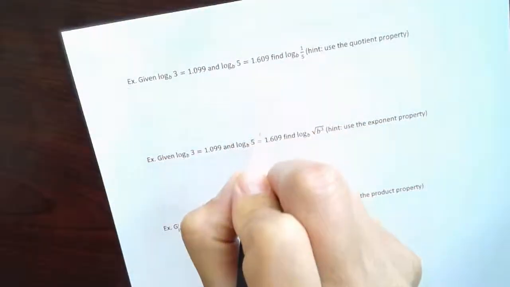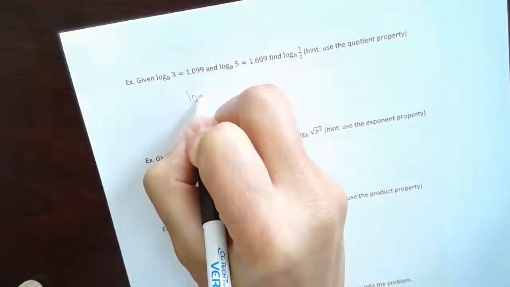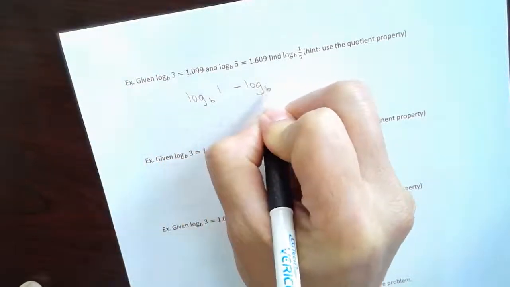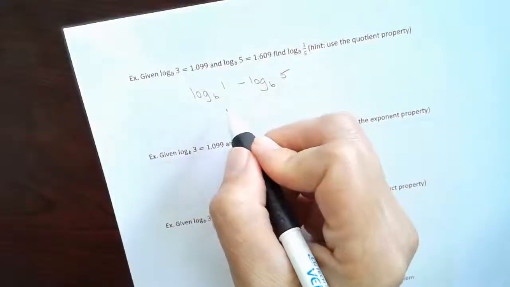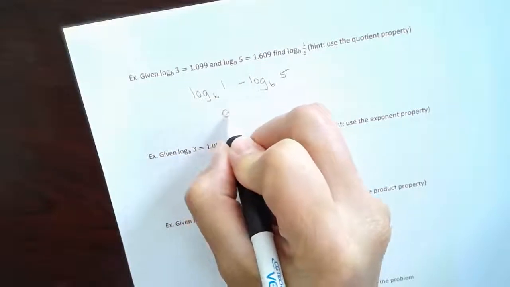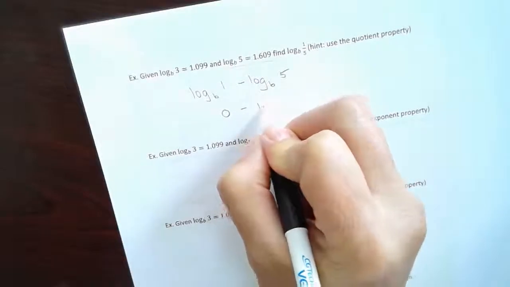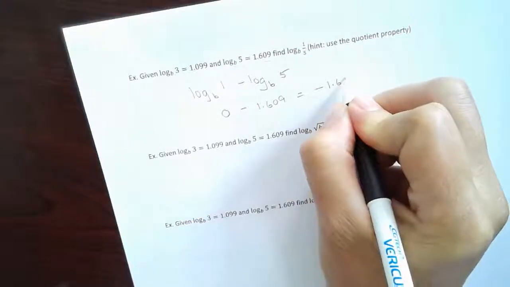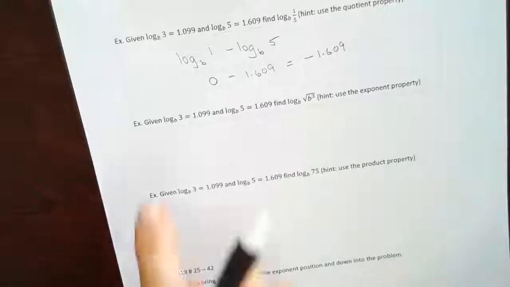Okay, the quotient property says I'm going to turn my fraction into subtraction. So this will be log base b of 1 minus log base b of 5. And we've been given numbers for these because anything to the 0 power is 1. So this is going to be 0 minus, they've given us a value up here of 1.609. So this is going to be equal to negative 1.609.